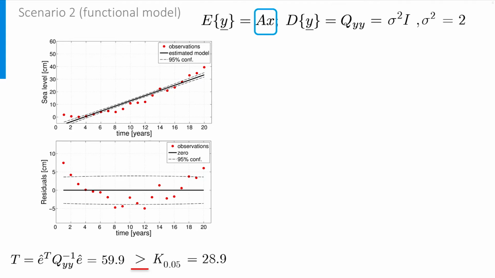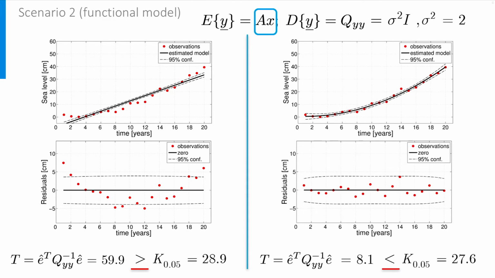If I choose the quadratic model, the correct model, we see that the overall model test is accepted. Note that the threshold in this case is different due to the different number of unknowns in the second model. The quadratic model has 3 unknown parameters, so the degrees of freedom is 17. Here, by choosing the better model, we adapt the mathematical model, resulting in the acceptance of the test.